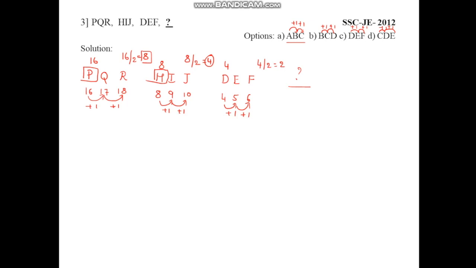You should have 3 letters in which the starting letter should be 2, because here the starting letter is 4, here the starting letter is 8, here the starting letter is 16. So here the starting letter should be 2, that is B, and it is increasing in order of +1 and +1. So B, C, D, the option B is the right answer for this question. Answer is option B. This is the right answer for this question. So let us move to the next question.